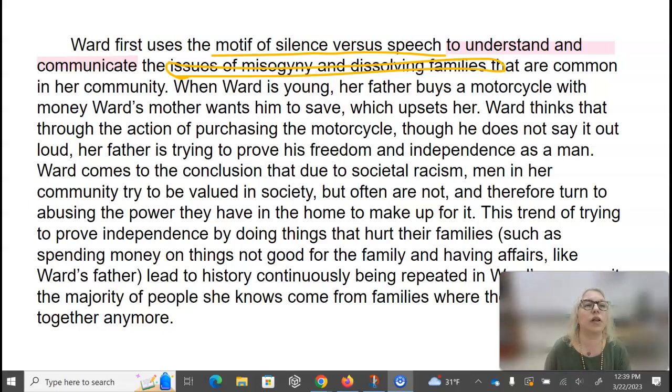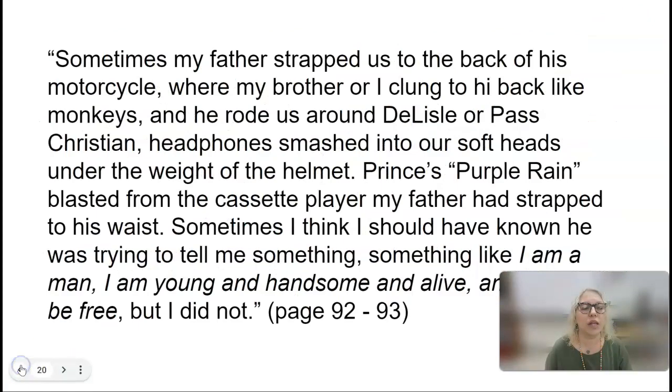The example of the motorcycle. Though he does not say it out loud, her father is trying to prove his freedom and independence as a man. So she's basically summarized the example that we see here, right? She doesn't have the actual quote, but she has summarized it with some very specific details. The fact that he doesn't say this out loud, but that Ward thinks he is trying to say this. And that it specifically has to do with the motorcycle and being free as a man.